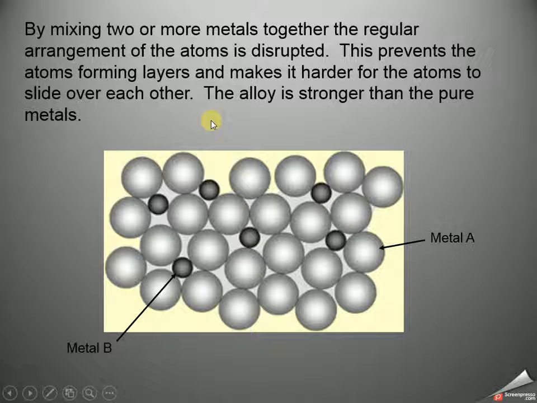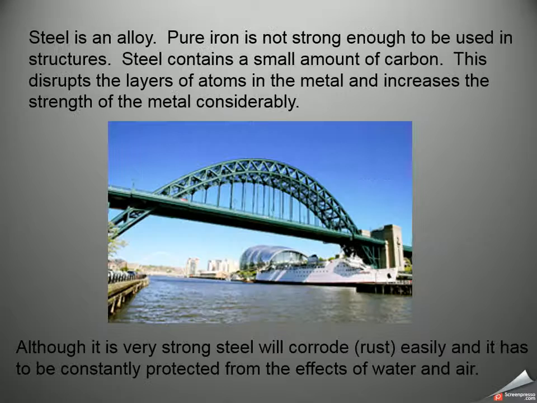So steel is an alloy. It's pretty much iron mixed in with a small amount of carbon. That means that instead of just being a pure iron bridge, it is a steel bridge. The atoms are all jumbled up, which makes it very, very strong. But it will rust. That is the problem. And when you've got a bridge where there's lots of water around, it's a bigger problem, which is why we've always got to paint it.